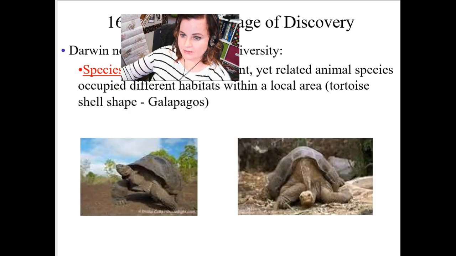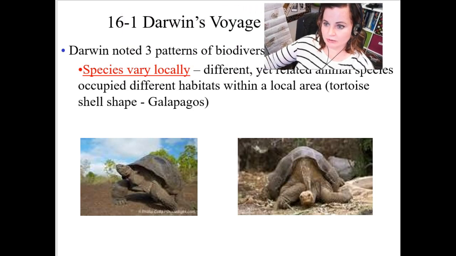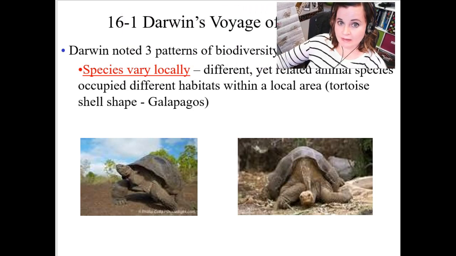We also see species vary locally. For example, within the islands of the Galapagos, which is a very small geographical region, we see many different types of land tortoises.